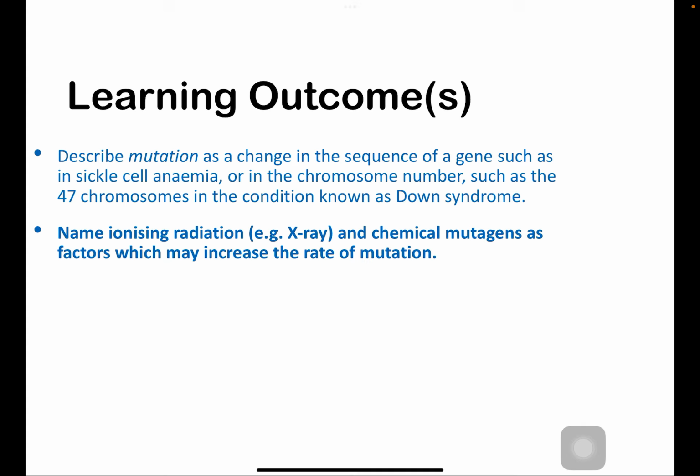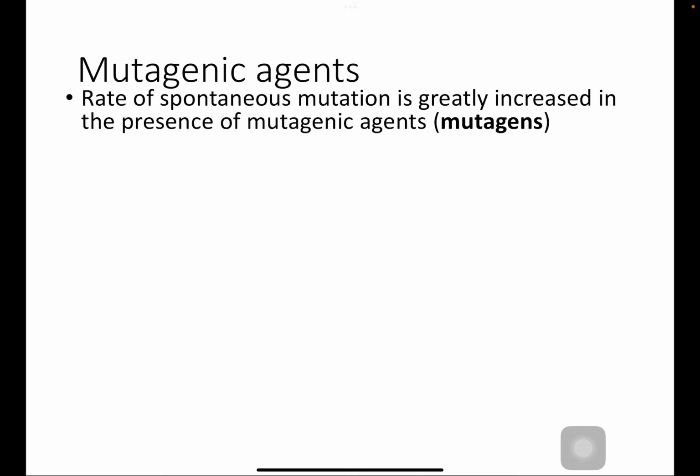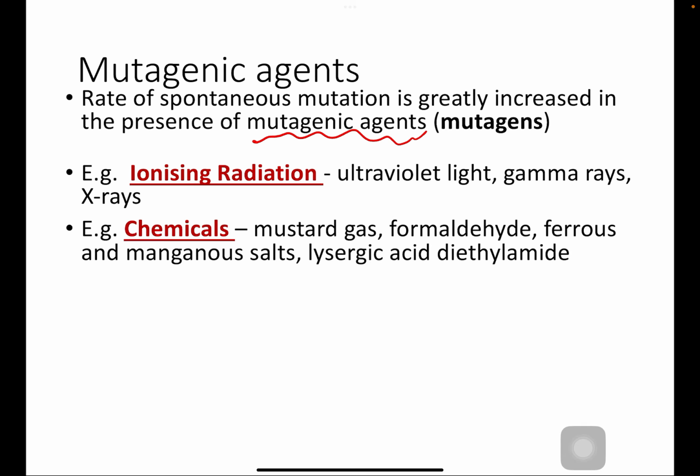Lastly, you need to know what are some factors that increase the rate of mutation. For example, UV, X-ray, and some cancer-causing chemicals increase the chance of mutation. These are referred to as mutagenic agents because they increase the chance of mutation. Some examples are ionizing radiation such as UV, gamma ray, and X-ray. Some chemicals include mustard gas, formaldehyde, and many others.